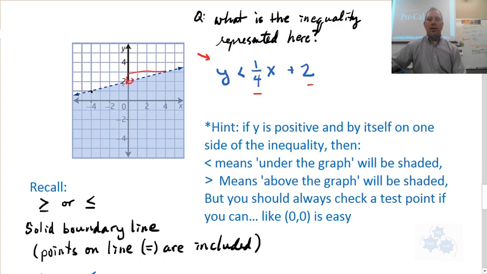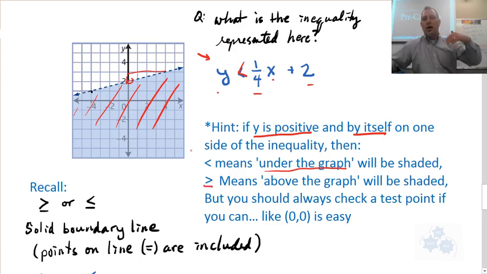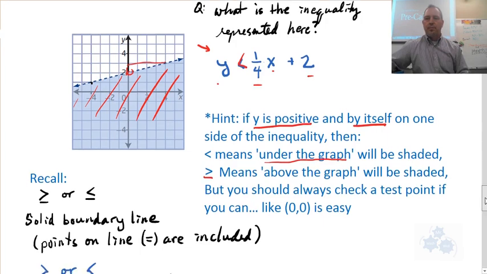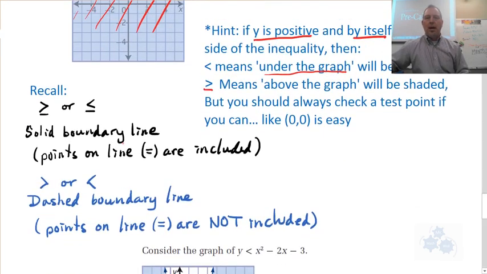And a little hint is if you have y positive and by itself, and you have a less than, and you have two variables, you can shade the region that is below that line. Okay? So less than means shade the region under the graph. Greater than, if this was a greater than, then you can shade the region above the graph. Just a reminder about the boundary lines. This is solid if it's or equal to, and dashed if it's not or equal to.